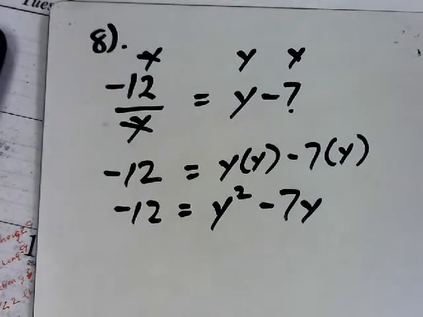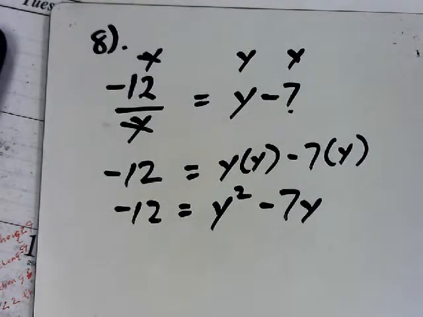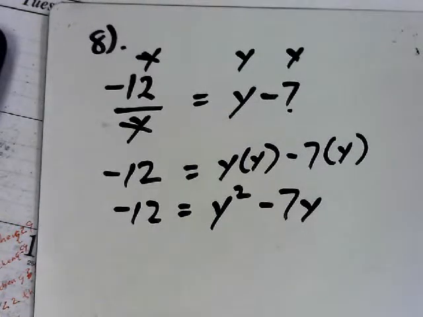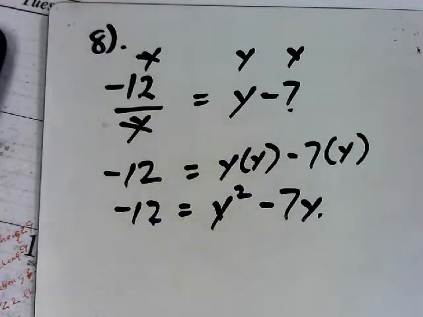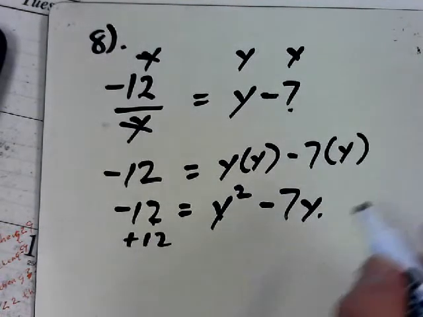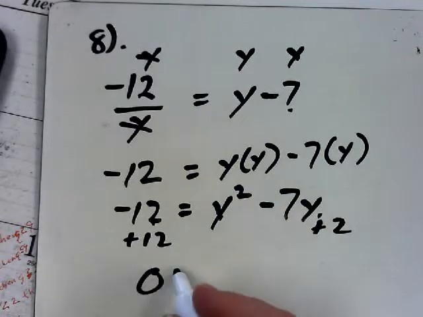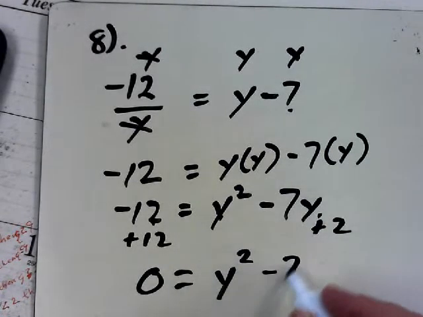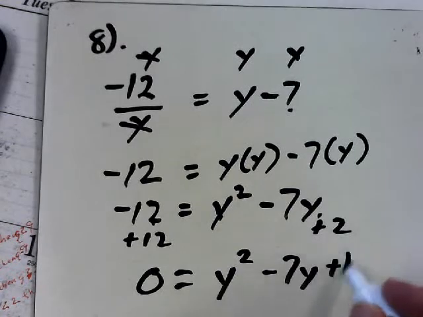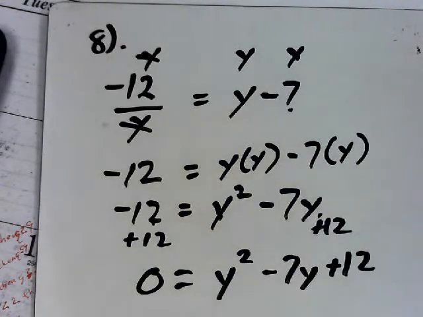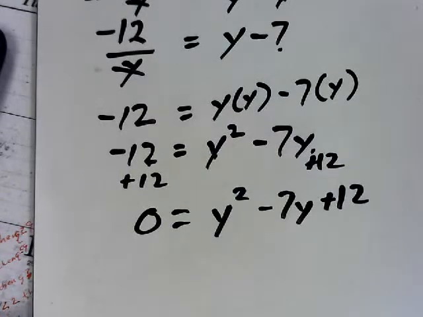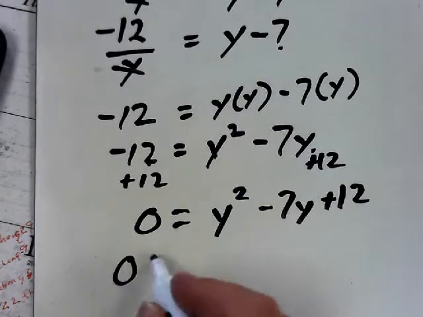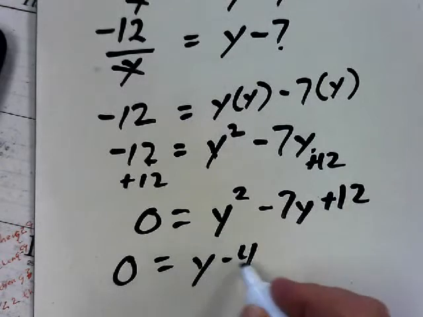I have a quadratic, don't I? That means I have to get everything on one side equal to 0. And right now, this is already positive, so I'd move everything over here to the right side by adding 12. So 0 equals y squared minus 7y plus 12. Are there any two factors of positive 12 that will add up to -7? -4, -3.